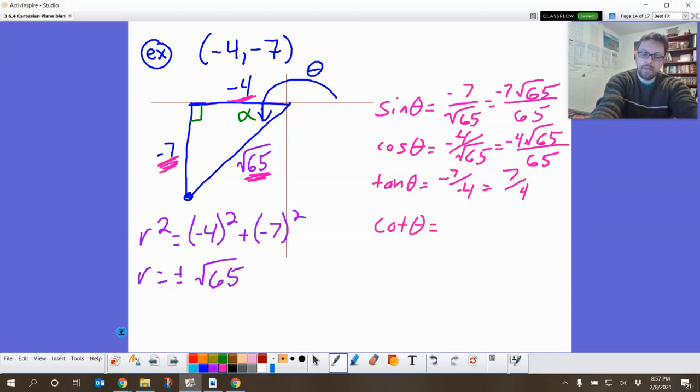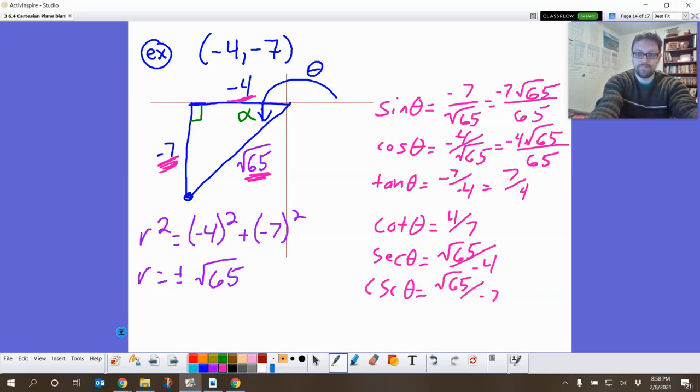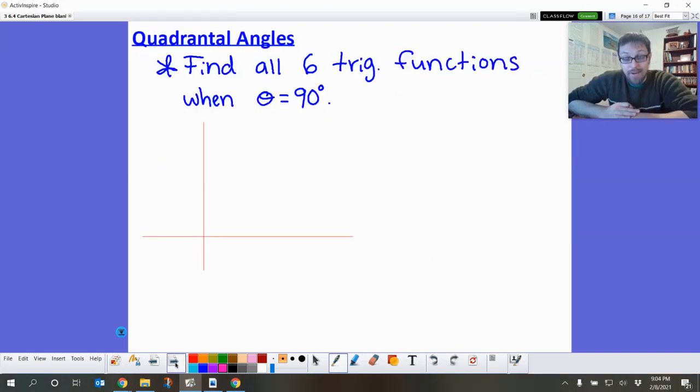Cotangent of theta is going to be tangent upside down. So that's going to be 4 over 7, just flipping tangent. Secant will be cosine upside down. I don't want to do that simplified one. I want to do the one before it because that'll be just a little bit easier to work with. Square root of 65 over negative 4. And cosecant of theta is going to be the reciprocal of sine, which will be the square root of 65 over negative 7. All set. These ones I really struggle with keeping straight, so really be careful with this one.